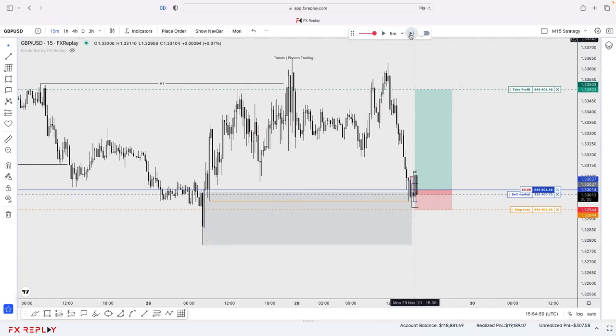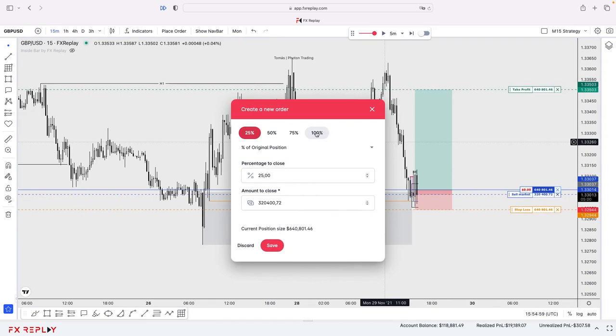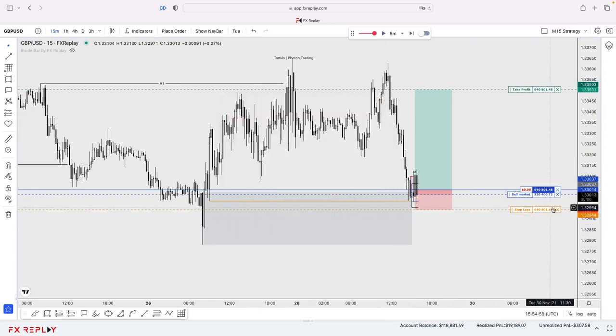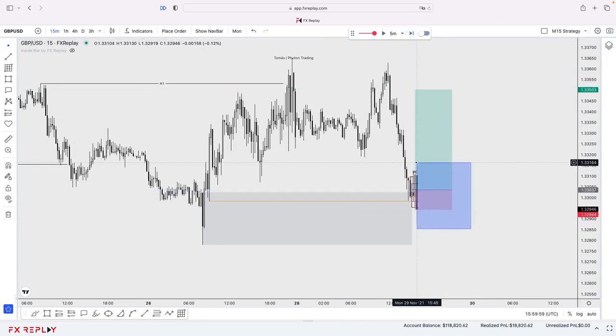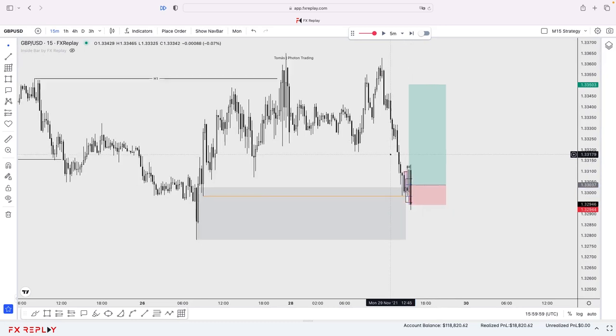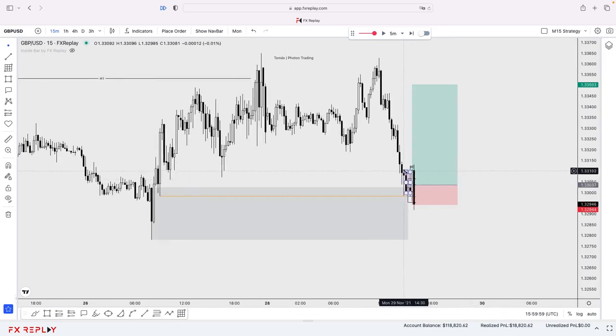I don't know what's happening, so I want to close it. Close. I want to close 100%. Okay. Here I want to close everything. I don't know if it was a loss or not, but for the sake of this exercise, I just continue. In this case, it would be a break even. Okay. You guys understand?